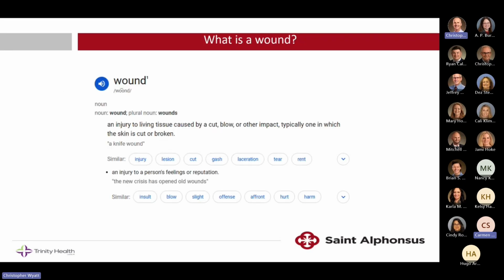So what is a wound, right? Classic presentation technique: you grab the dictionary definition, but I actually think it's pretty accurate. It talks about an injury to living tissue and an injury to a person's feelings or reputation. So wounds have a physical and a psychological impact, and the impact is a wide range. It's not always related to the size of the wound.